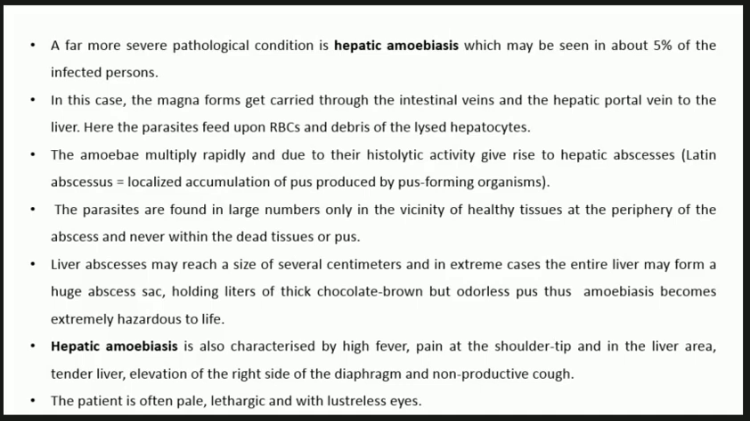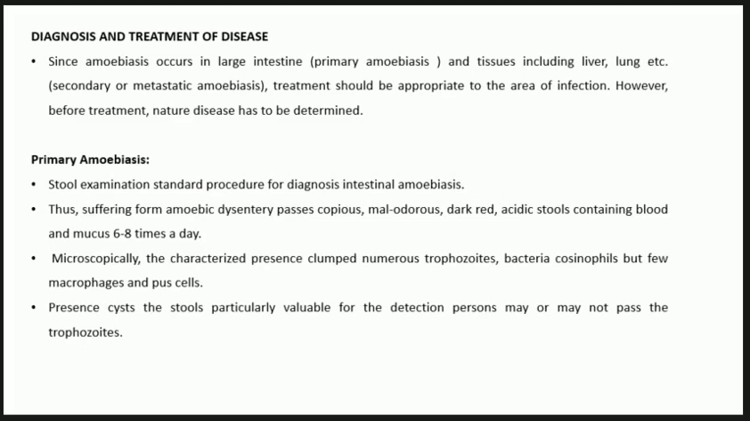Now how is the diagnosis carried out? These are the initial symptoms. A person will go to the doctor, and the doctor will say some tests are required, so the person will go for the diagnosis. Infection in the large intestine is also called primary amoebiasis. If the infection is in tissues, especially in the liver or lungs, it is called secondary amoebiasis, or sometimes metastatic amoebiasis.